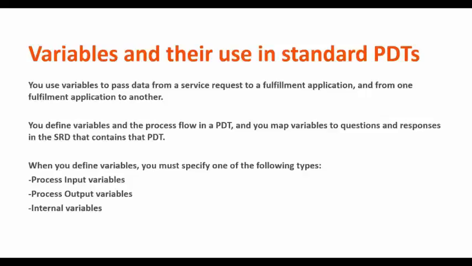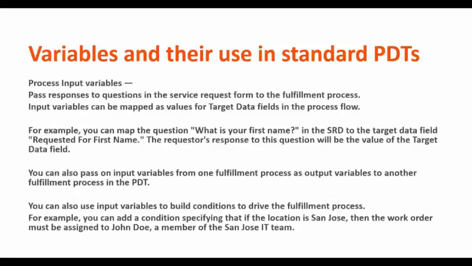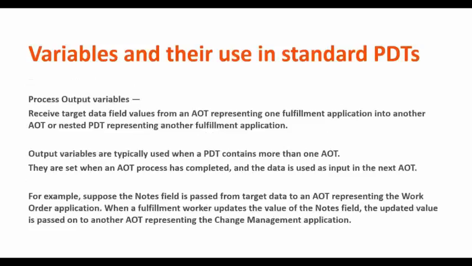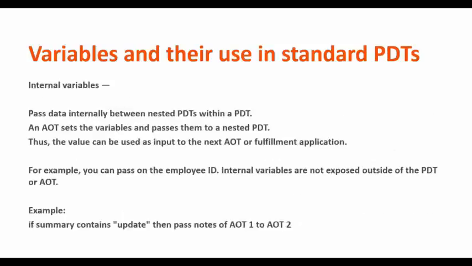To do this, there are three types of variables available in your PDTs: process input variables, process output variables, and internal variables. Process input variables are used to pass the responses to the questions in the service request form to the backend fulfillment, and you can also pass the input variable from one fulfillment process as an output variable to another fulfillment process in the PDT. Process output variables are mostly used when the PDT contains more than one AOT. The AOT sets the variable and passes them to the nested PDT. Thus, the value can be used as input for the next AOTs or the fulfillment process.